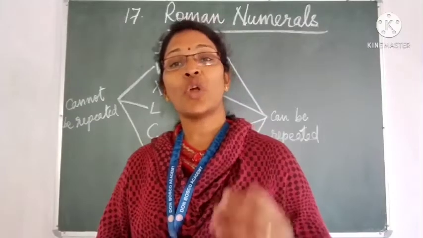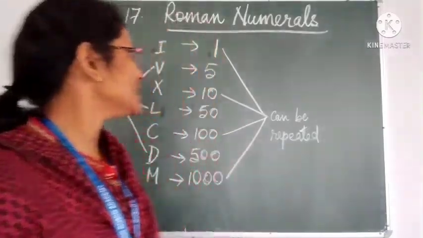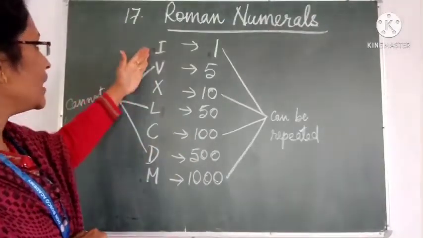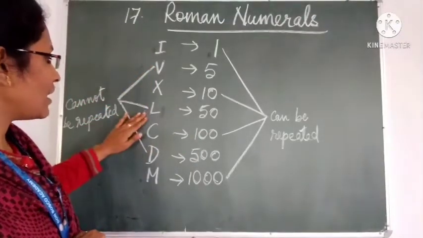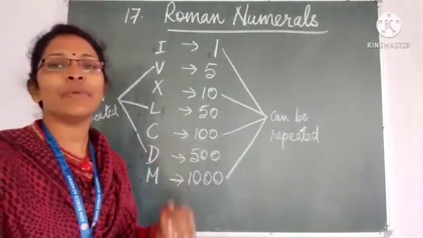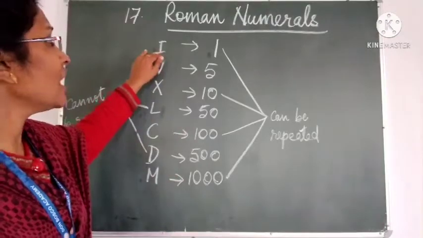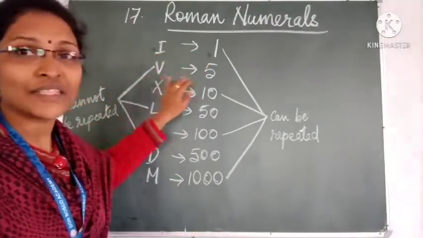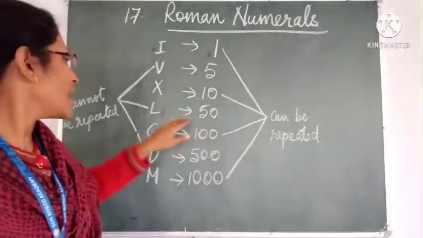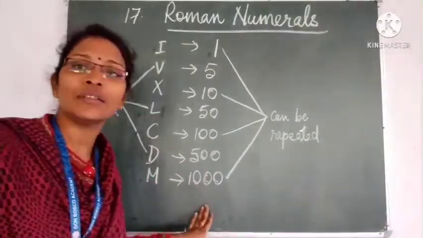Now, in Roman numerals, how many basic symbols are there? In Roman numerals, there are 7 basic symbols. Which are they? I, V, X, L, C, D and M. These are the 7 basic symbols of the Roman numeral system. Here I stands for 1, V stands for 5 and X for 10, L for 50 and C for 100, D for 500 and M for 1000.